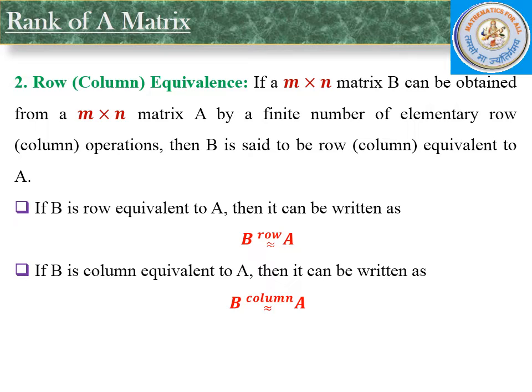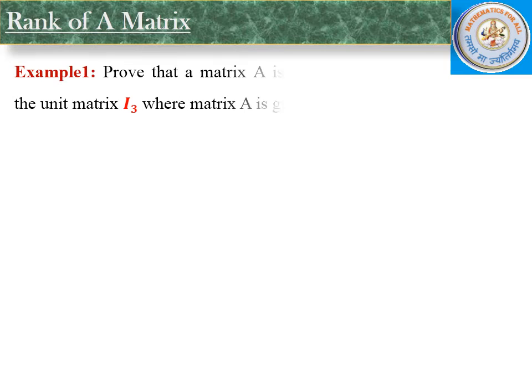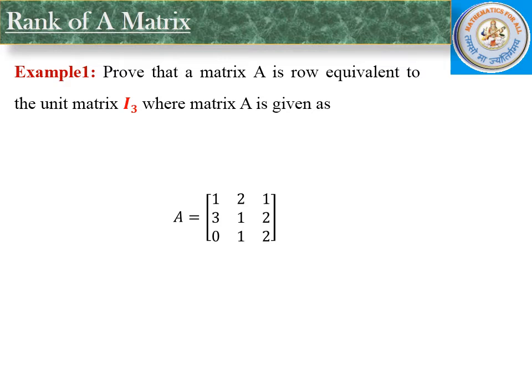Let's take one example. Here we have to prove that A is row equivalent to the unit matrix I3, where the matrix should definitely be 3x3. So what we have to do here is operate according to row. It means using row operation we have to convert A into the form of B. And B is what? It is I3, the identity matrix of order 3. So let's see the solution.